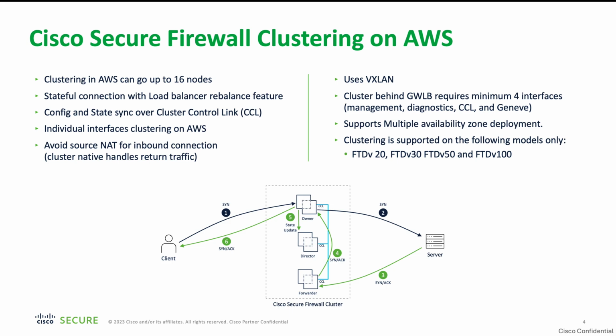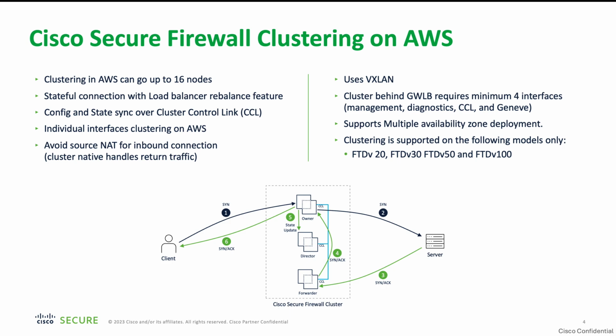Just like clustering in on-prem environments, clustering in the public cloud allows multiple FTDv instances to work together as a single logical firewall. That means they share state, and to share state across all the nodes in the cluster, we use something called the cluster control link, CCL in short. And within the cluster, you can distribute traffic. Basically, I would say the cluster acts as one highly available and scalable firewall system.